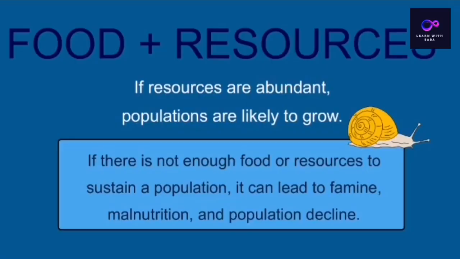Then next is food and resources. If resources are abundant, the population is likely to grow. If there is not enough food or resources to sustain a population, it can lead to famine, malnutrition, and population decline.